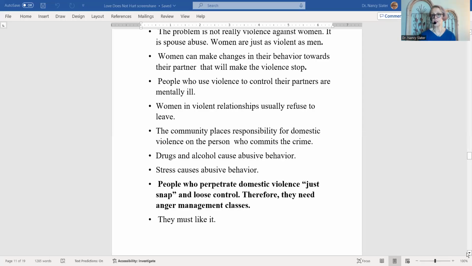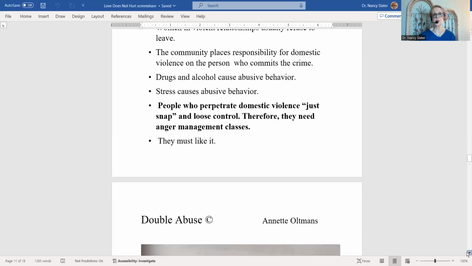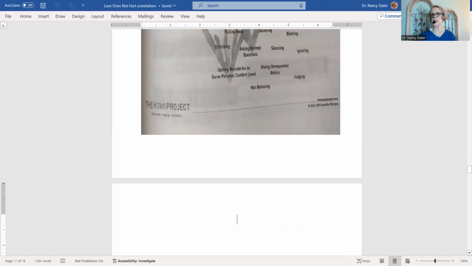So I just want to dispel that myth too, that remember in the first workshop, we said that we fall in love with the representative of who that person really is. So let's go back now to our screen share, and we'll lower the page down and we'll talk a little bit about double abuse. What is that?